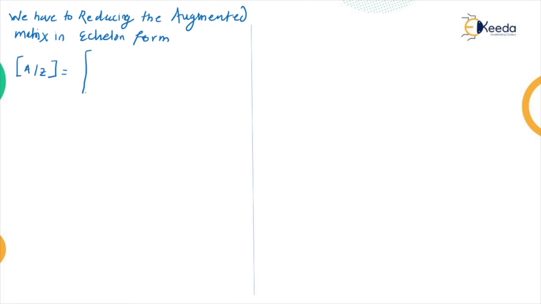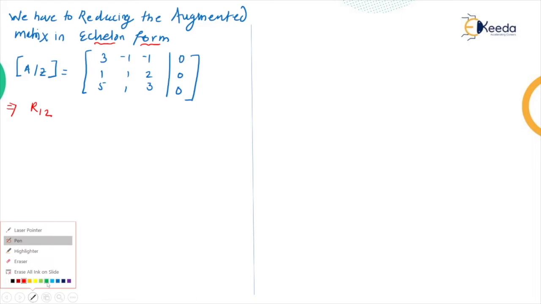So it is 3 1 5, next column -1 1 1, next column -1 2 3, and this is combined with the column 0 0 0. This is the augmented matrix, guys. Now we have to convert it into echelon form by some row transformations. So how do we convert it? Let's see which operation we have to perform. Here you have to apply only R12, that is, interchange the first row and second row only.